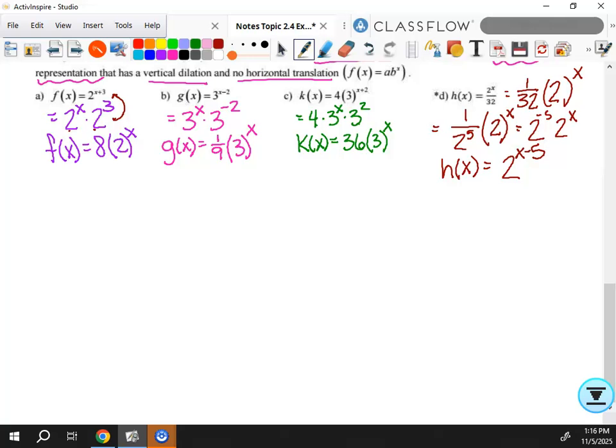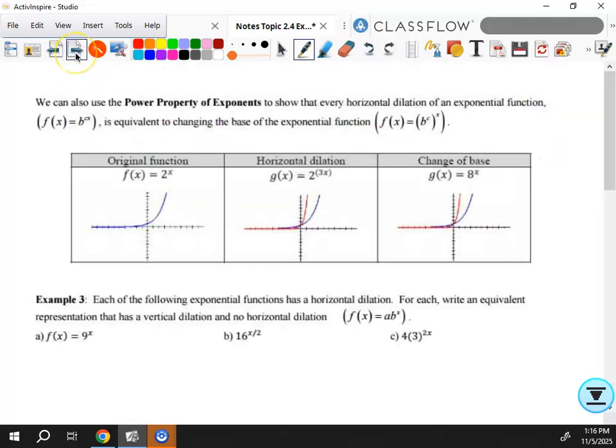What questions do you have? We're good? Okay. All right, flip it over. So another way we can manipulate these is using the power property to show that every horizontal dilation of an exponential function is equivalent to changing the base of the exponential function.